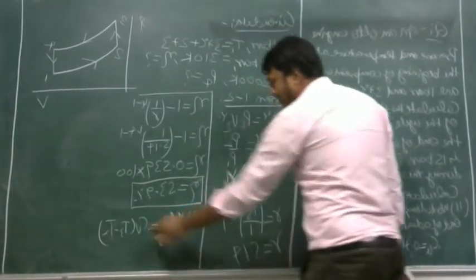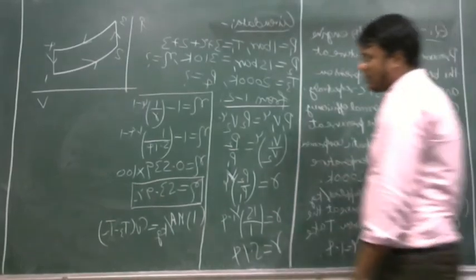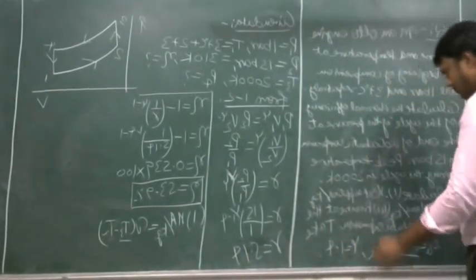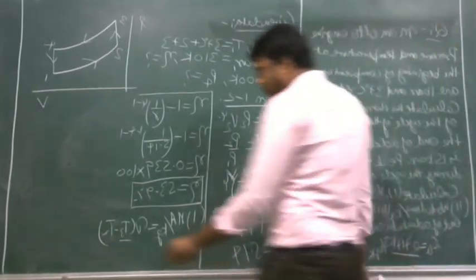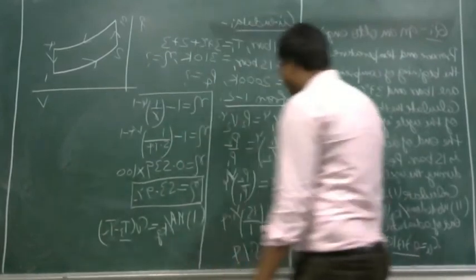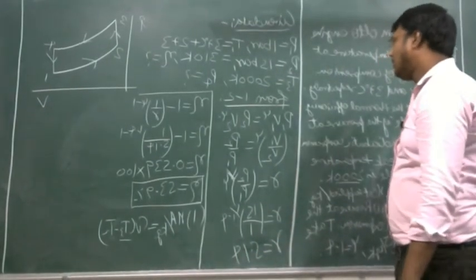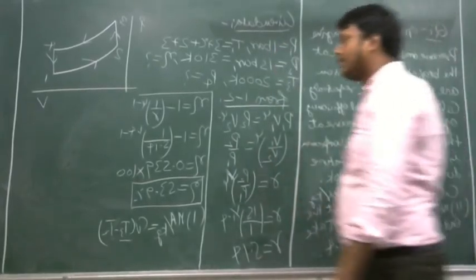Now we know the value of Cv, which is given in the question as 0.717. T3 is also given in the question, 2000 Kelvin, but we don't know the value of T2. So we have to calculate the value of T2. We can calculate T2 with the help of pressure or with the help of compression.